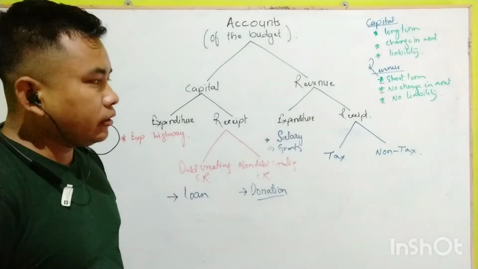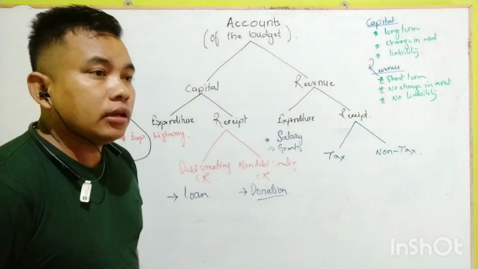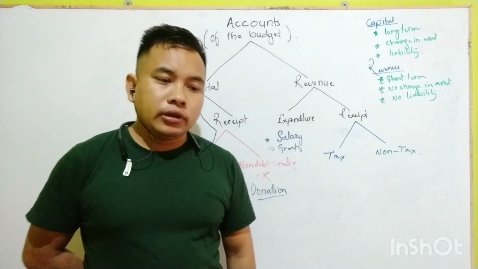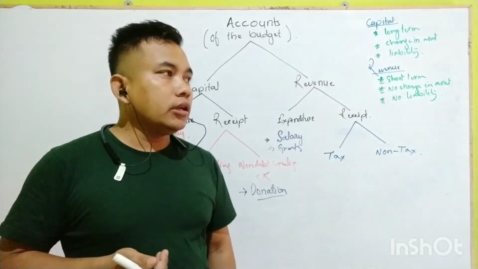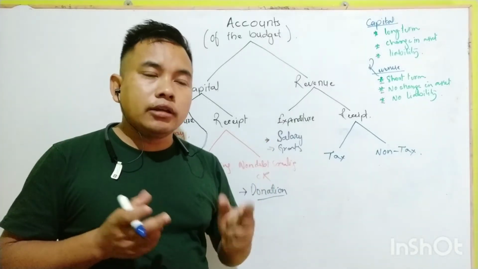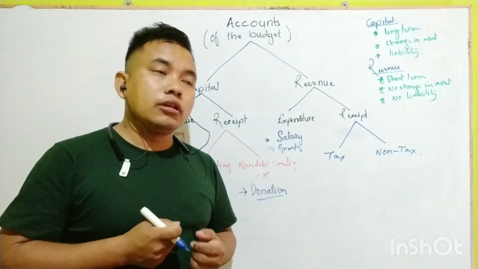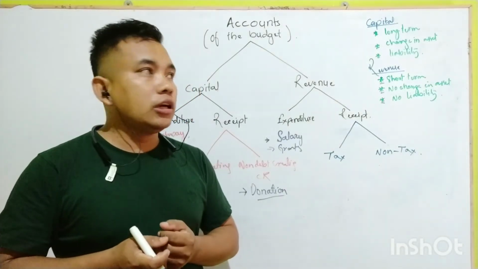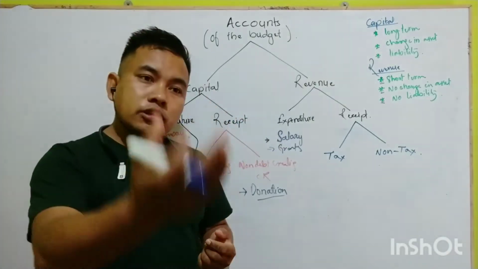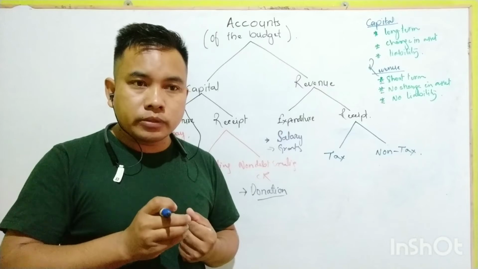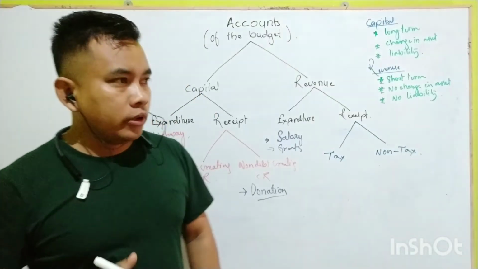Yes, it may be interest. It may be the fees and fines. For example, traffic fines: if you don't wear the helmet, if your papers are not complete, etc. Once traffic fines are paid, that is expenditure for you, but a receipt for the government. That is revenue receipt, to be specific, non-tax revenue receipt.